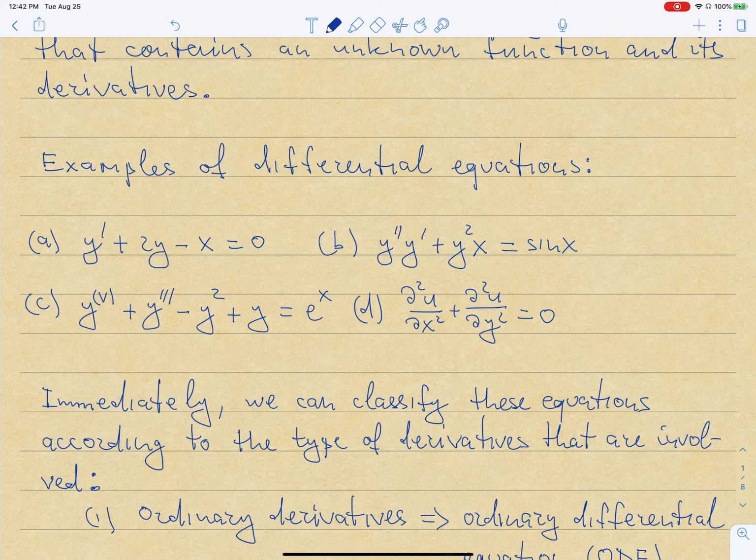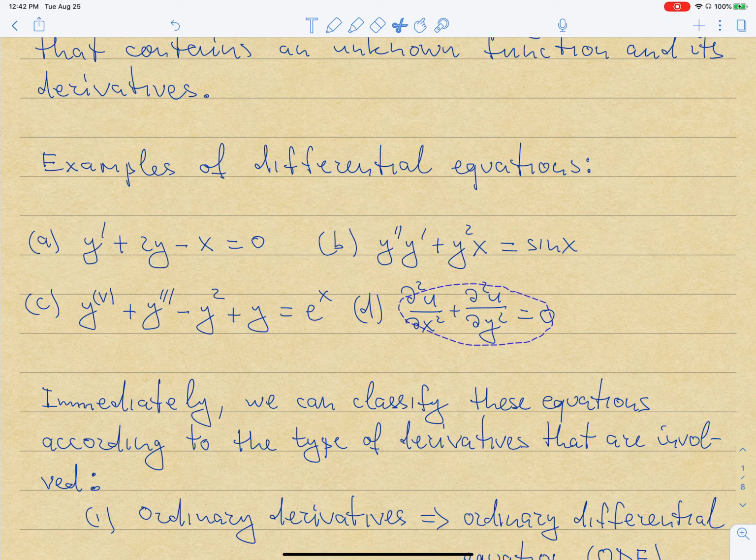So you see that all of them are equations, all of them involve derivatives. And a couple of immediate classifications will emerge from what we see here. One classification is according to the type of derivatives that appear in an equation. Here it's a usual derivative with respect to one variable. So y is a function of x in A, B, and C. But in D, we see a function u that depends on x and y, because we're taking partial derivatives with respect to x and y.